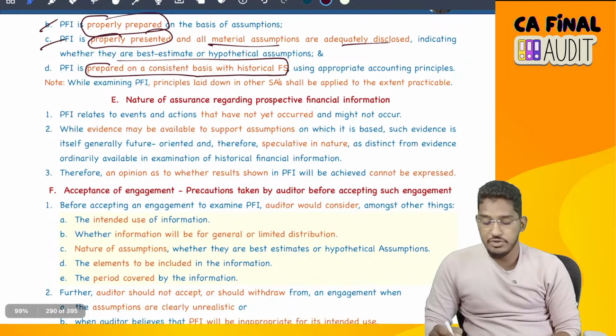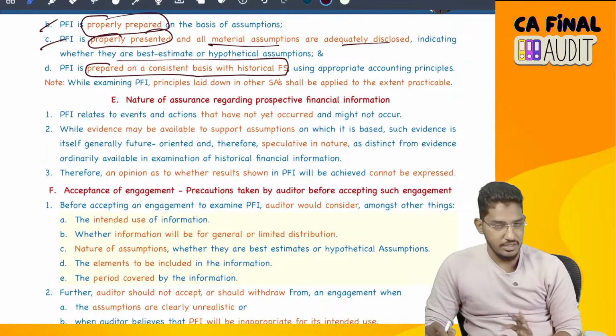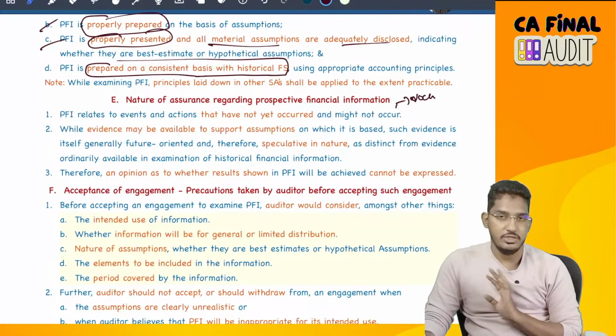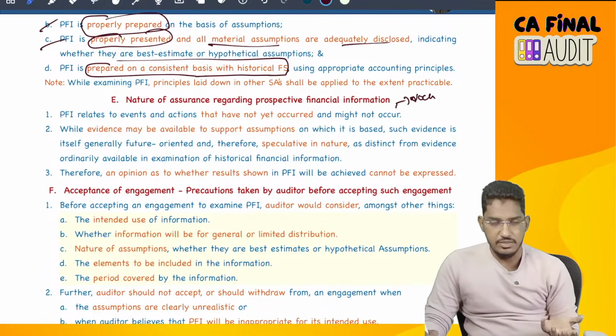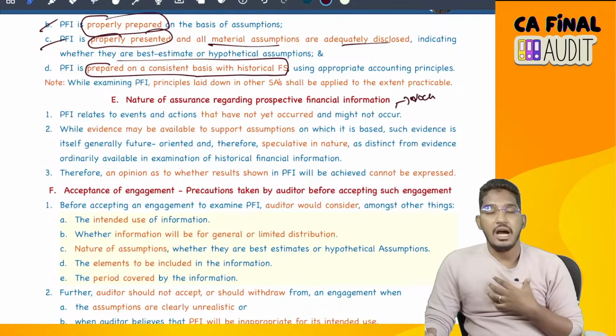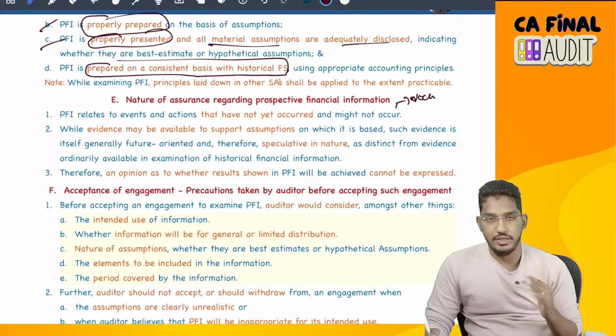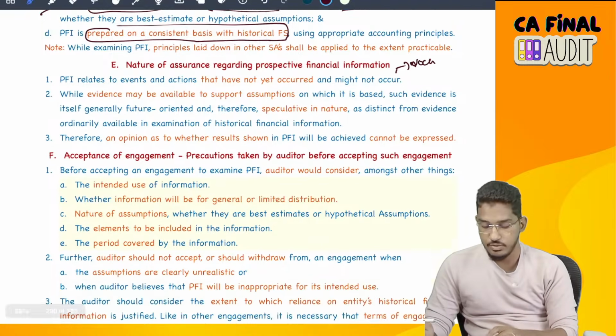Next, nature of assurance regarding prospective financial information. See here, we don't give assurance that this will turn into reality. That kind of assurance we are not giving. That means our assurance is not relating to vouching for accuracy of the forecast. We give assurance, but that assurance is not that this future will turn into reality, but our assurance is relating to whether assumptions are reasonable, whether disclosures are appropriate. That is what our assurance is related to.